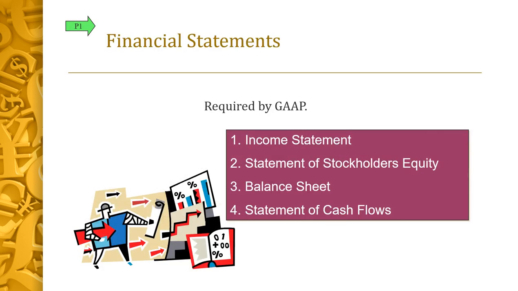Now, the 4 financials that you need to know how to prepare, hopefully by the end of the semester, are the income statement, the statement of stockholders' equity, the balance sheet, and the statement of cash flow. Now, I'm going to walk you through each one of these, but let me explain the flow first of the information.